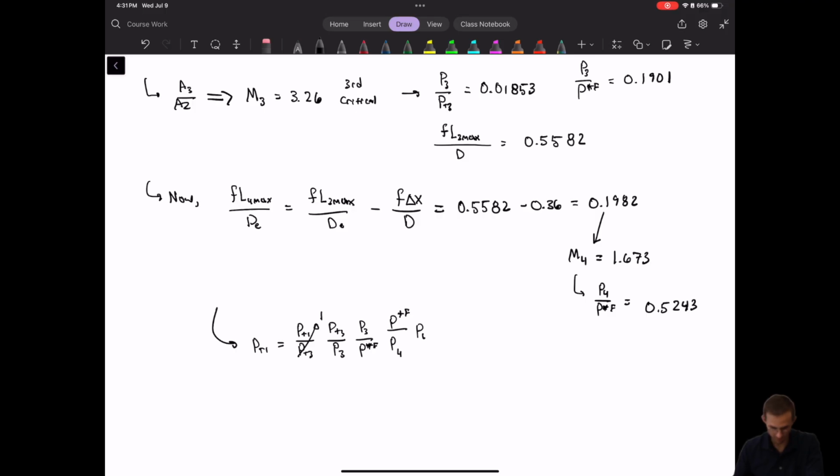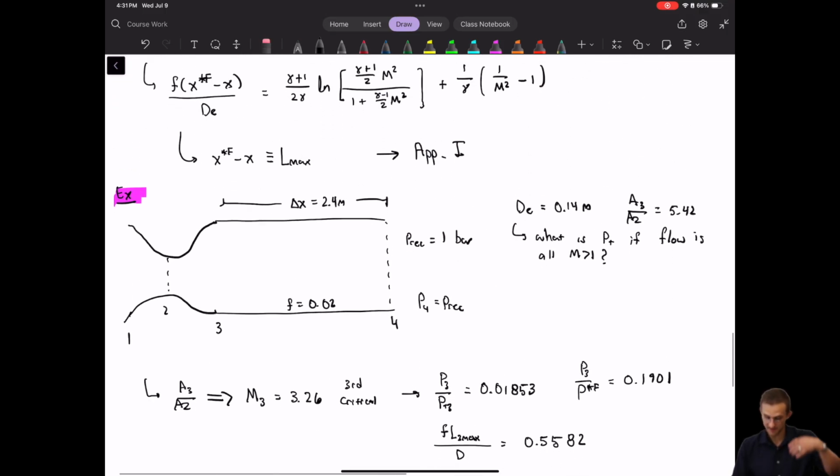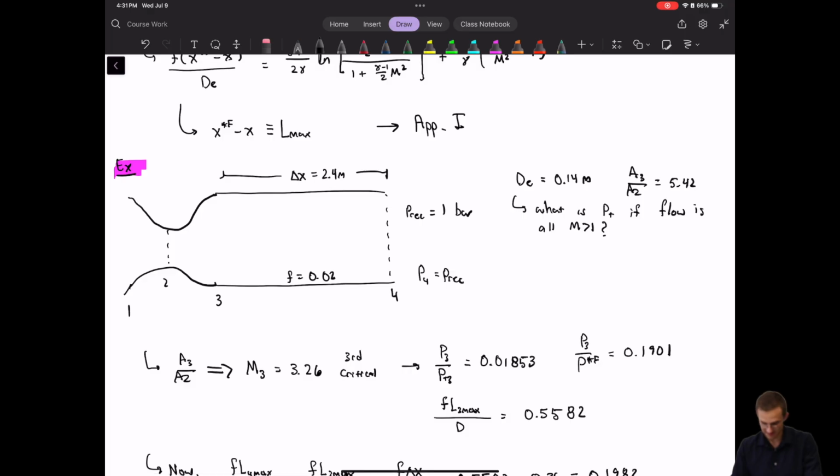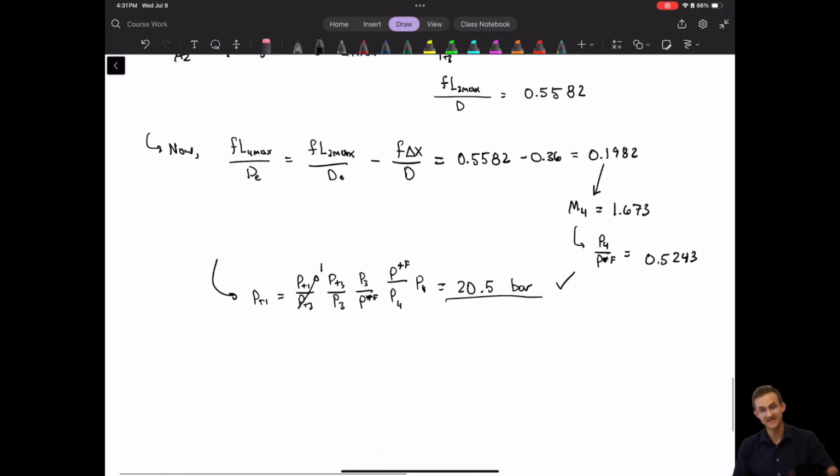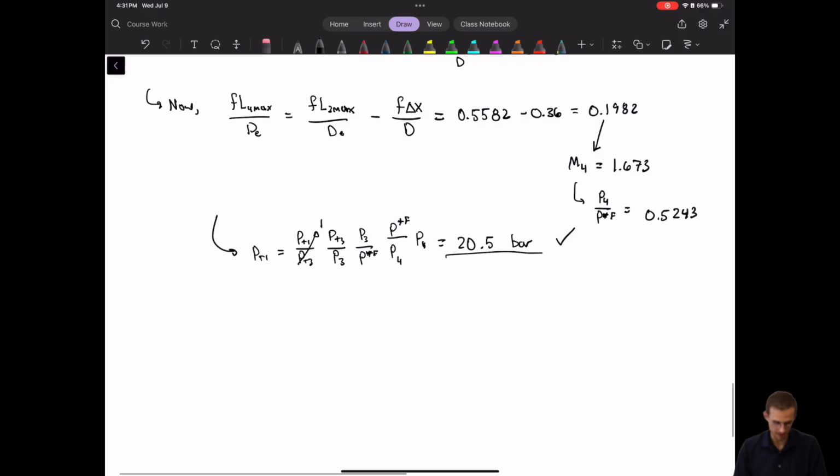And then we know what P4 is because it's the receiver pressure. And if you carry this all out, you get 20.5 bar. So that's how much the stagnation pressure has to be upstream to make this nozzle with this frictional duct at the end of it operate basically at the third critical, supersonic throughout. Okay.